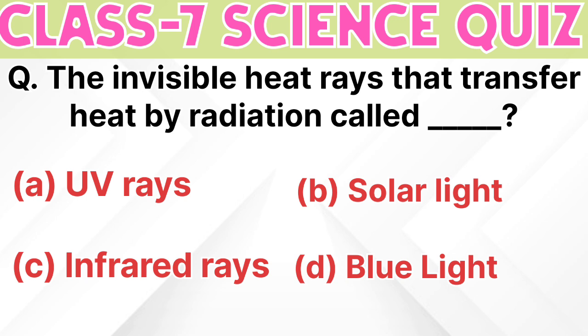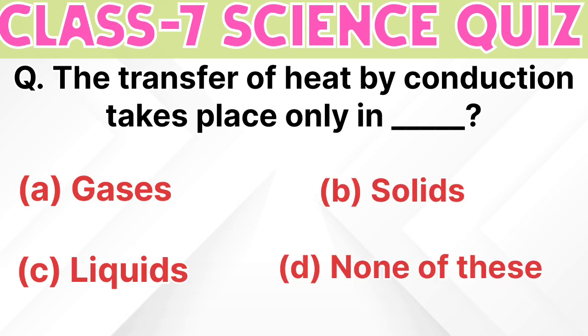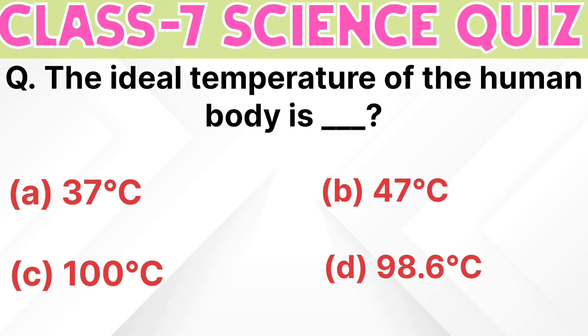Now the next question is, the transfer of heat by conduction takes place only in gases, solids, liquids, none of these. The correct answer is B, solids. Now the next question is, the ideal temperature of human body is 37 degrees Celsius, 47 degrees Celsius, 100 degrees Celsius, 98.6 degrees Celsius. The correct answer is A, 37 degrees Celsius.